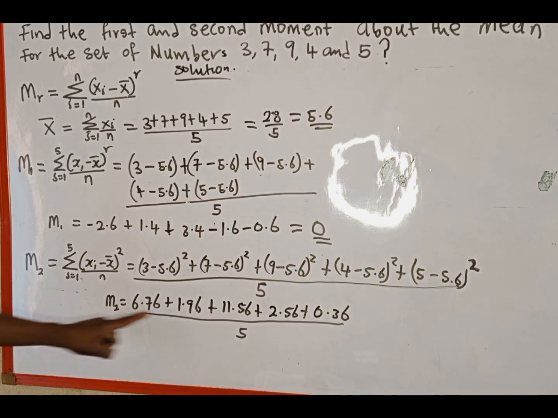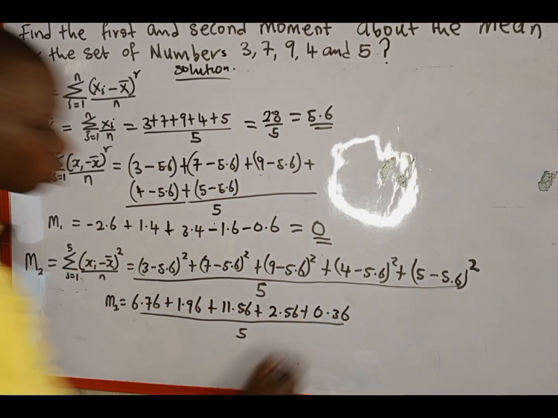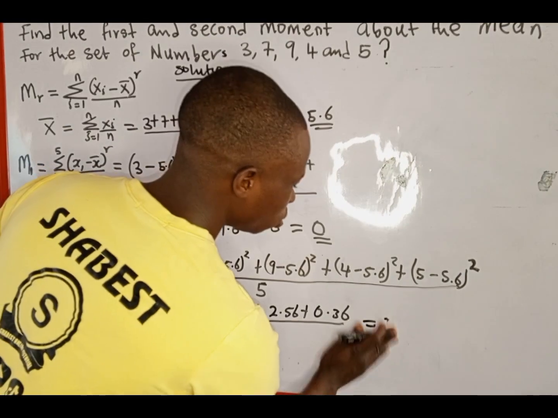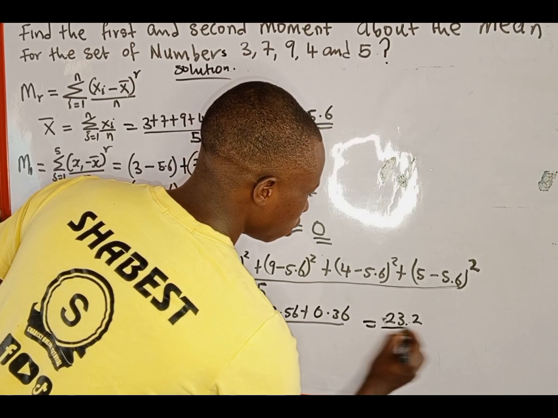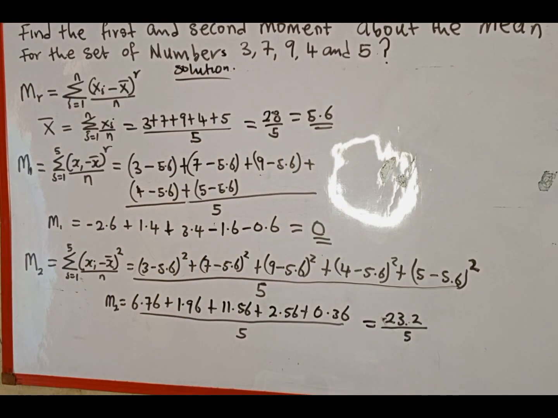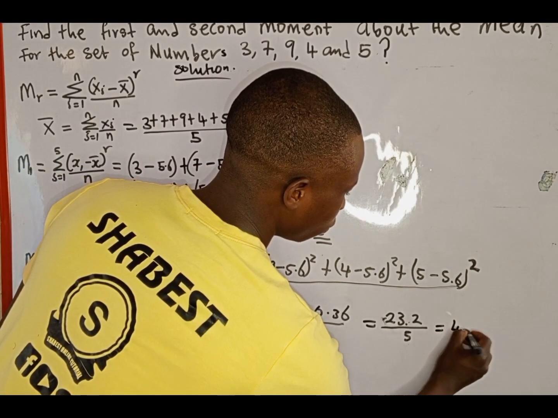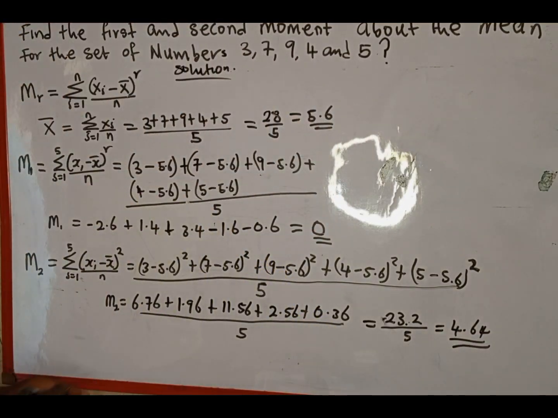So now we are going to sum up all this numerator together. If you sum up, it's going to give us 23.2, then everything over 5. So if you press 23.2 divided by 5, it is going to give us 4.64. So this is how to calculate the first and the second moment about the mean of a set of numbers.